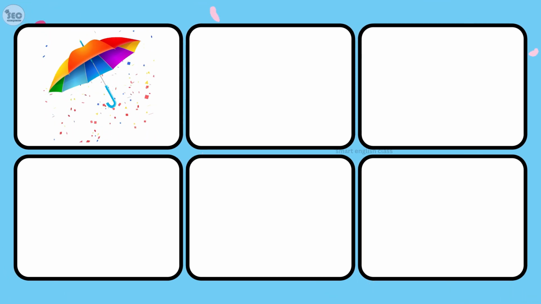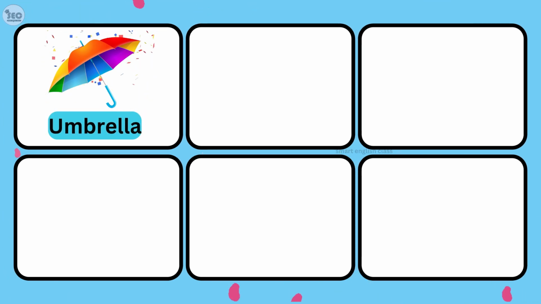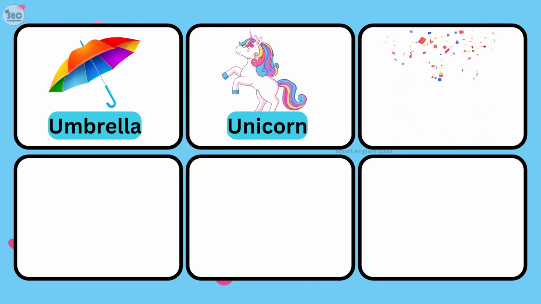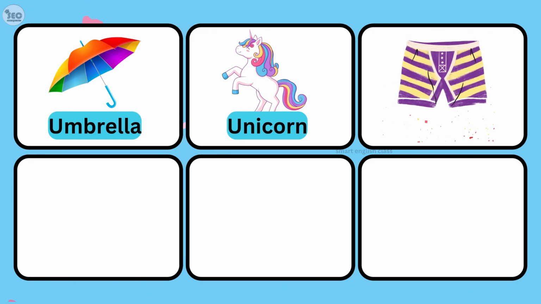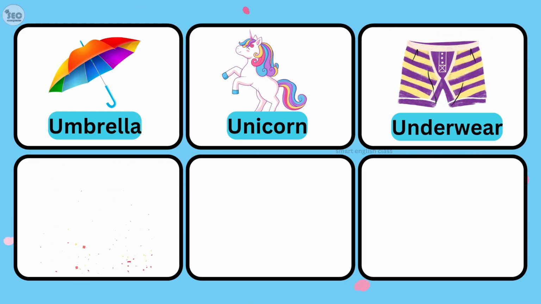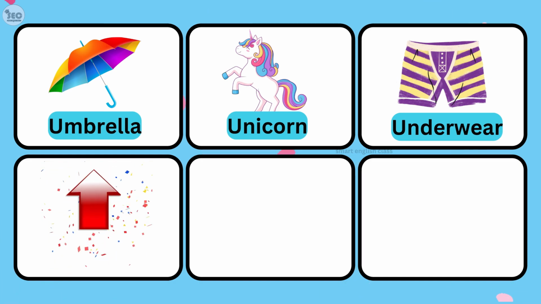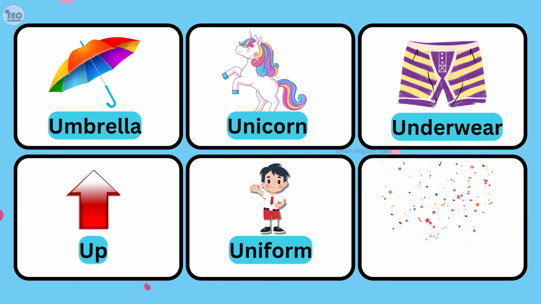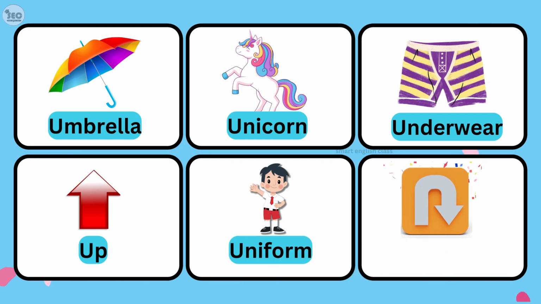U for umbrella. Umbrella. U for unicorn. Unicorn. U for underwear. Underwear. U for up. Up. U for uniform. Uniform. U for U-turn. U-turn.